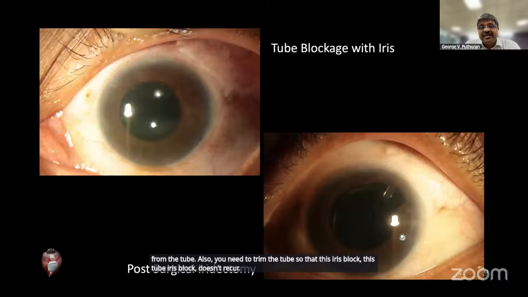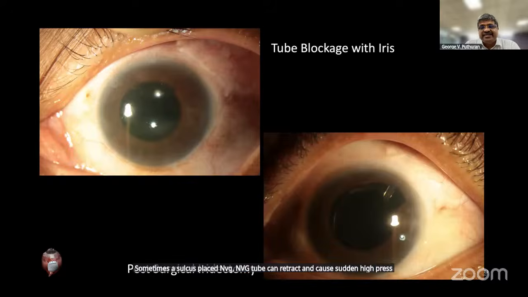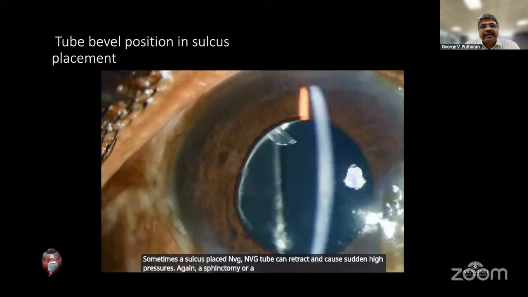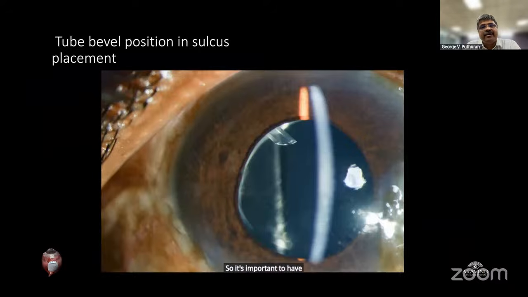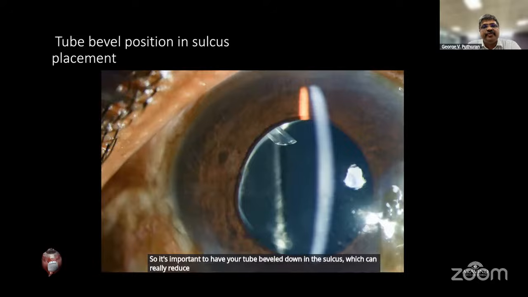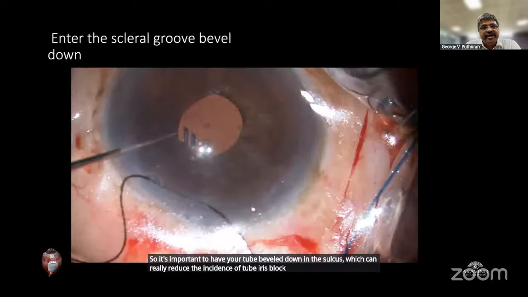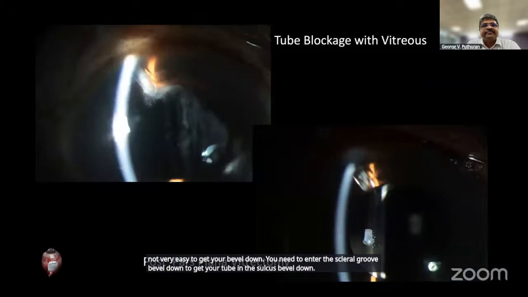Sometimes a sulcus placed NVG tube can retract and cause sudden high pressures. Again, a sphincterectomy or a surgical iridectomy will be required. So it's important to have your tube bevel down in the sulcus, which can really reduce the incidence of tube iris block. And one way to do it is, it's not very easy to get your bevel down. You need to enter the scleral groove bevel down to get your tube in the sulcus bevel down.